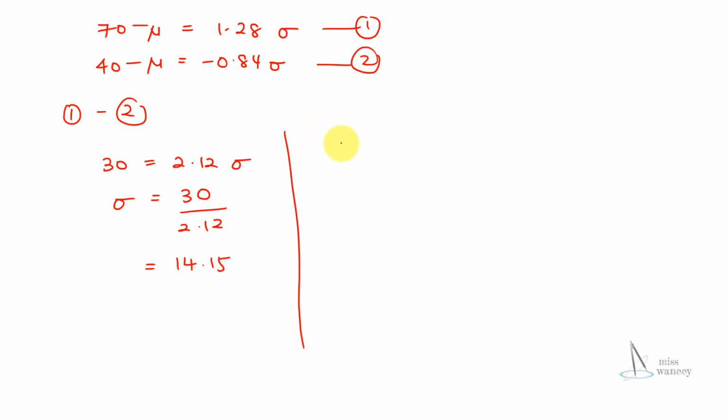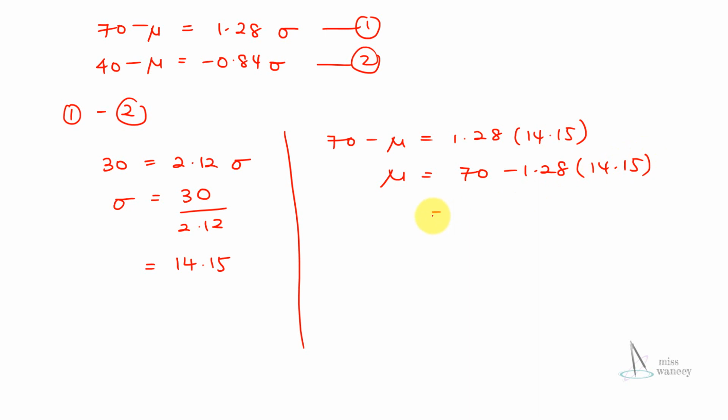And then of course, to calculate mu, we have 70 minus mu equals 1.28 multiplied by 14.15. Therefore, mu is simply 70 minus 1.28 multiplied by 14.15, which is equal to 51.89. So that is the value for our mean as well as our standard deviation. Okay, that's it. I'll see you in part 3.